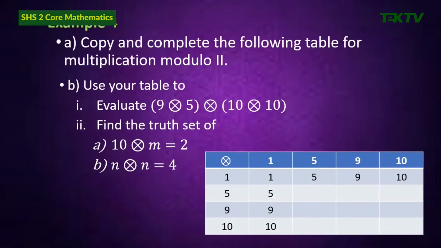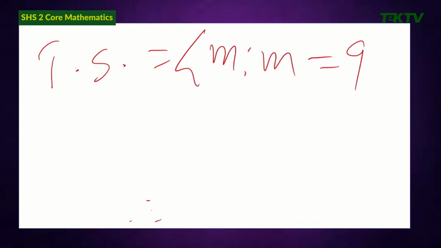So here, you just leave your answer. Remember, it's truth set. So you write truth set equals m such that m is equal to 9. Remember, it was m, so you need not write n.